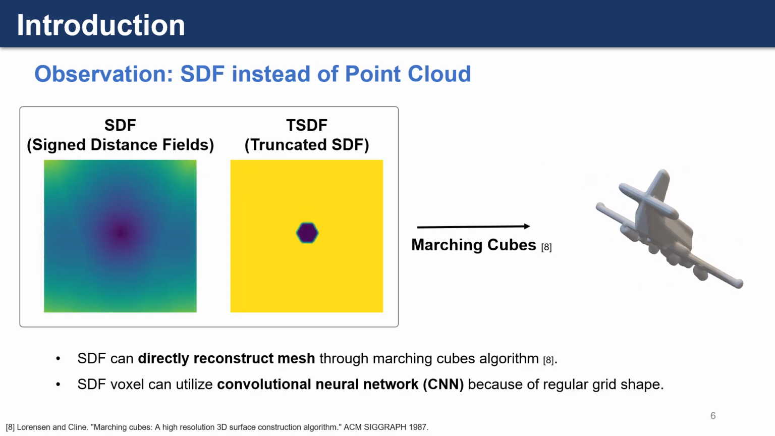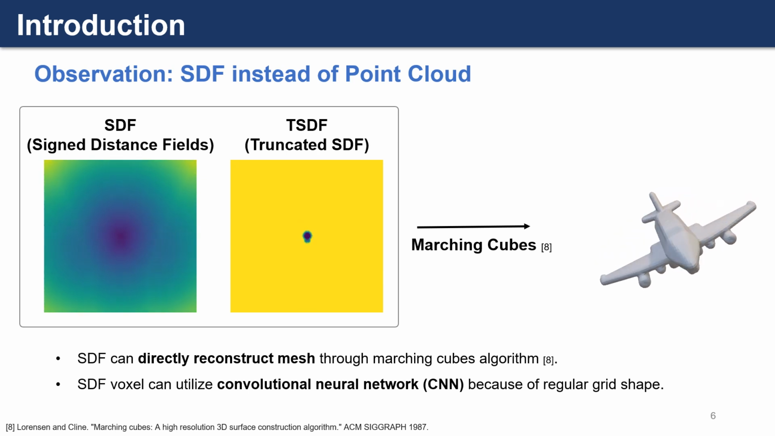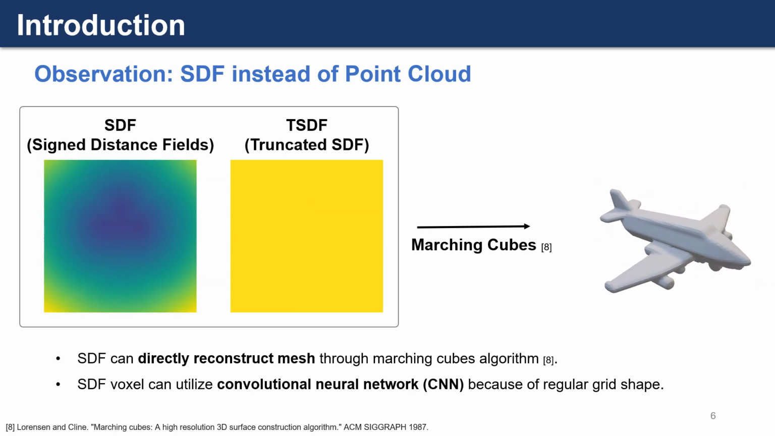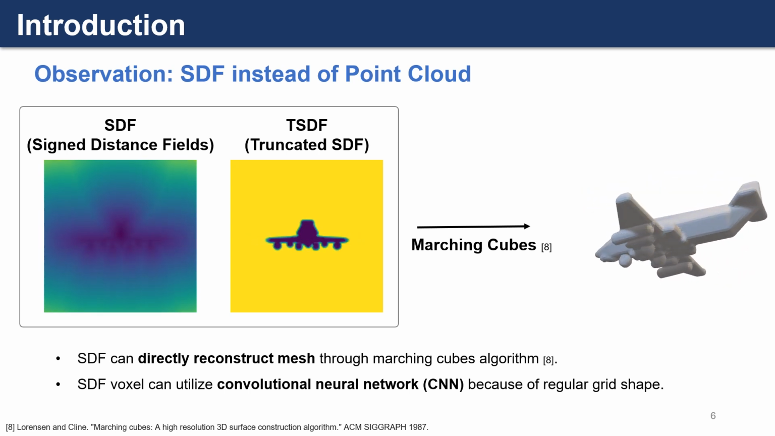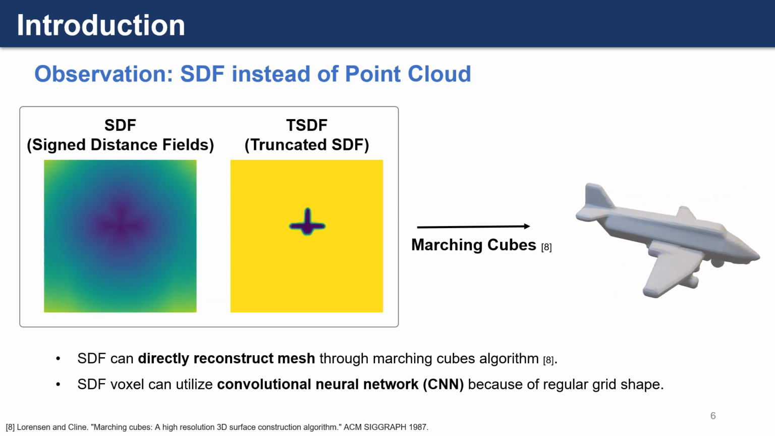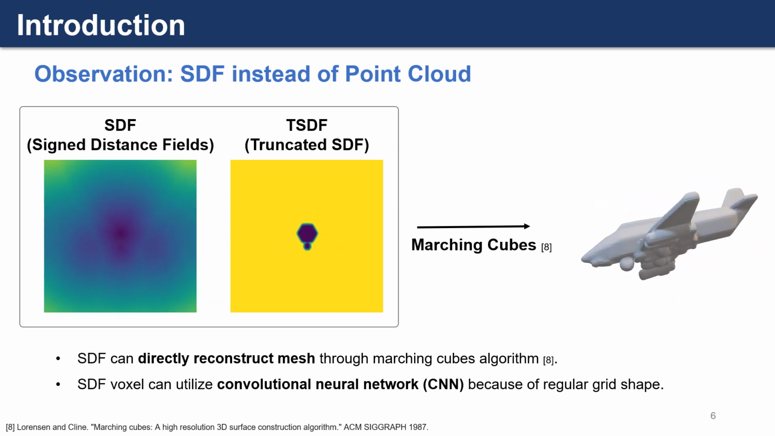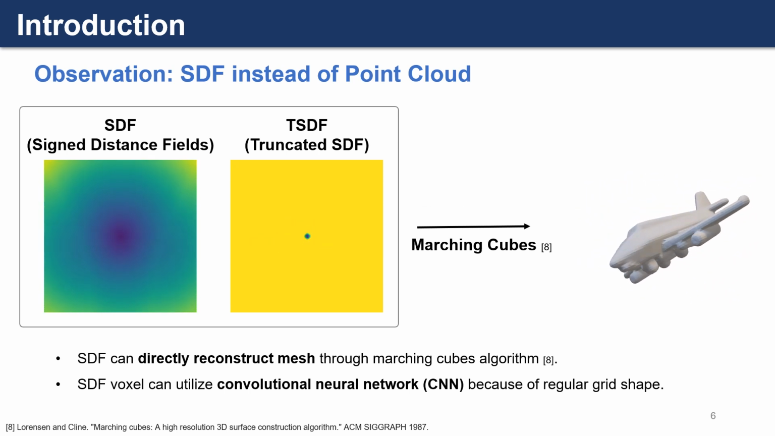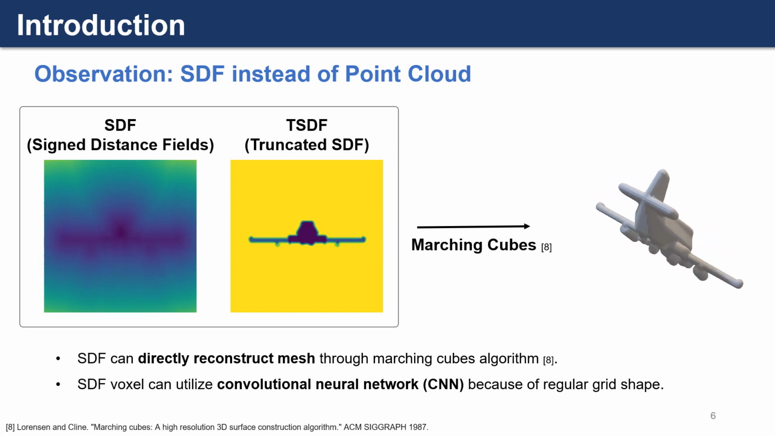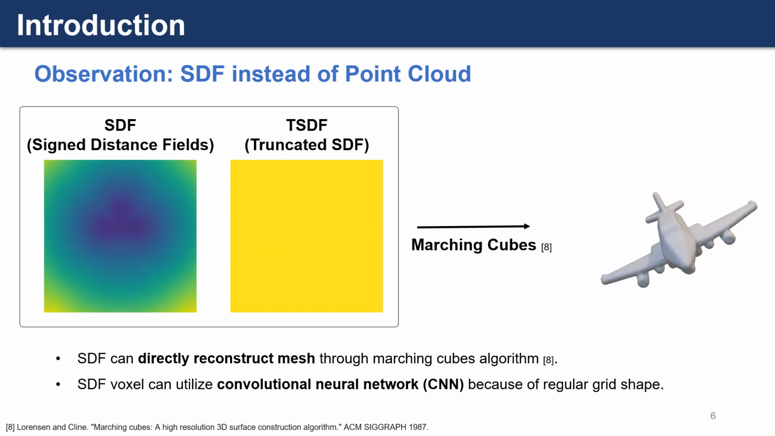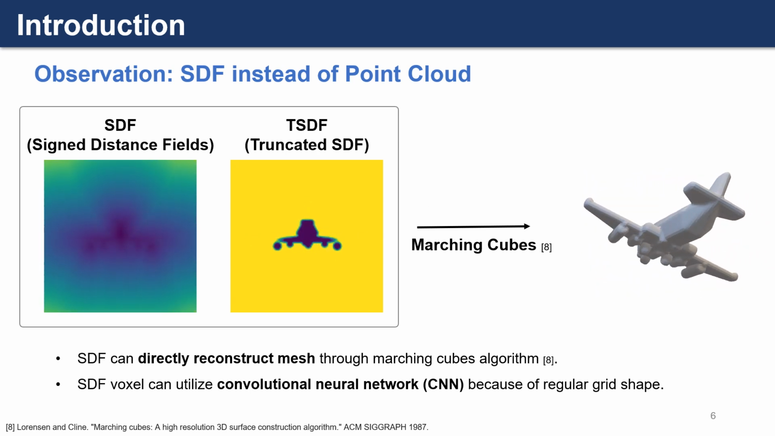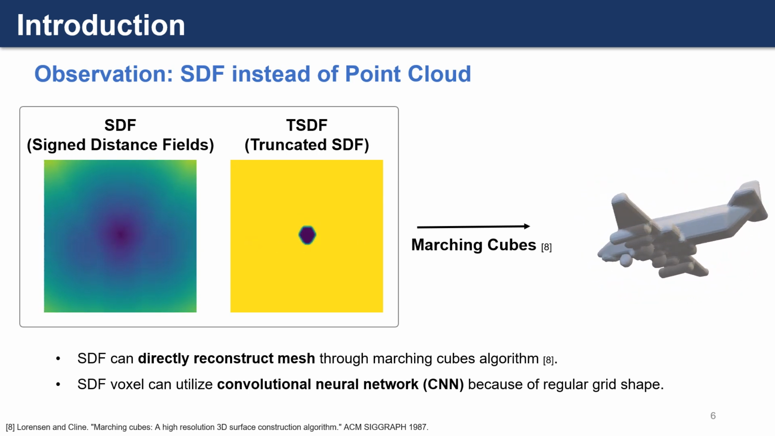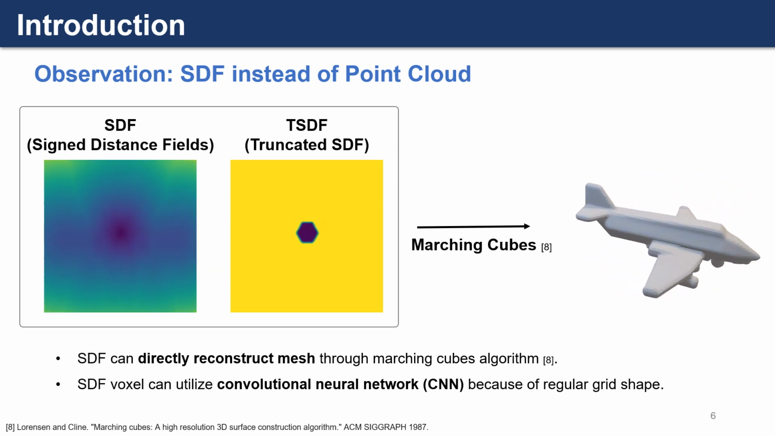In this slide, we will explain why we choose voxel-shaped SDF instead of point cloud. Voxel-shaped SDF has several advantages over point cloud. As you can see in the figure, the SDF can be converted into a mesh simply using the marching cubes algorithm, and it can utilize the power of convolutional neural networks. In addition, in all of our experiments, we use TSDF instead of SDF by clipping SDF values to reduce unimportant information. And the right figure is the reconstructed mesh from the voxel-shaped TSDF.